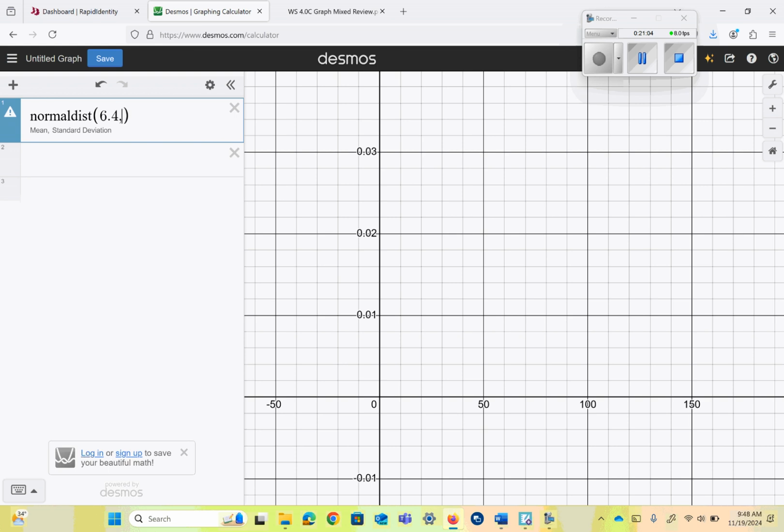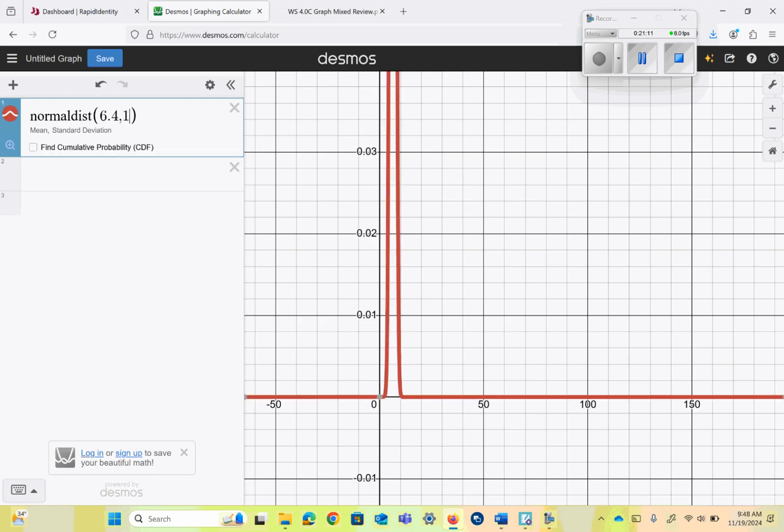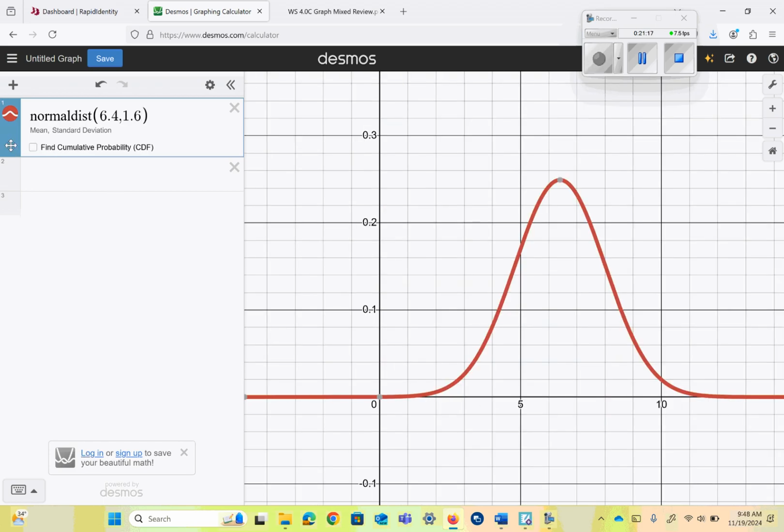We'll go with the 6.4. Now, we're just going to make up a standard deviation because I don't have all his data. So let's say his standard deviation is 1.6, meaning that 68% of his runs are going to go between 6.4 plus or minus 1.6.